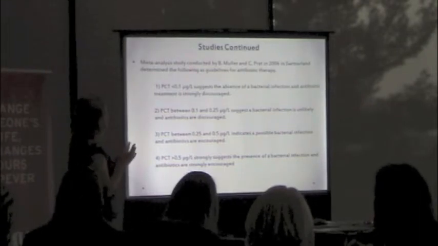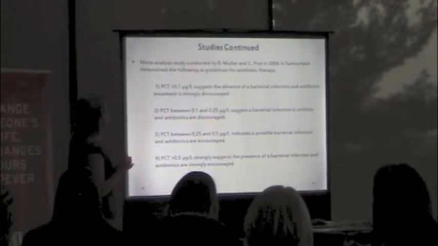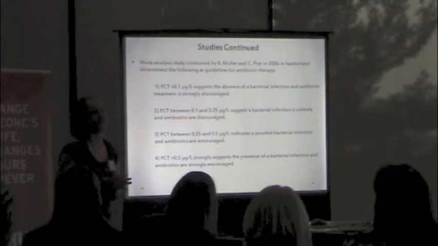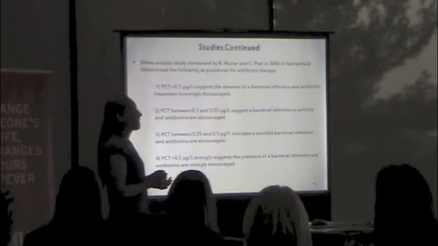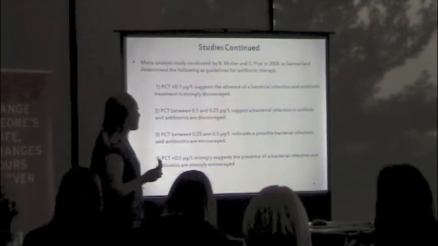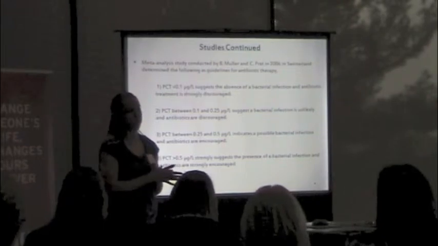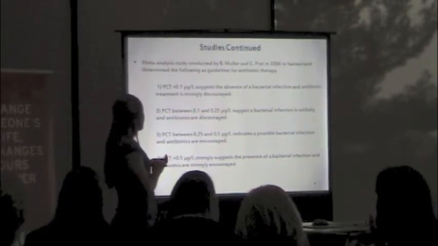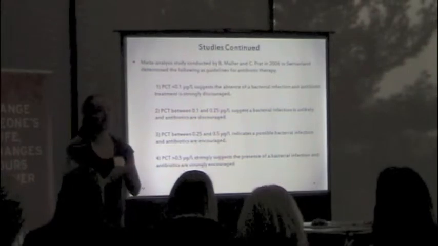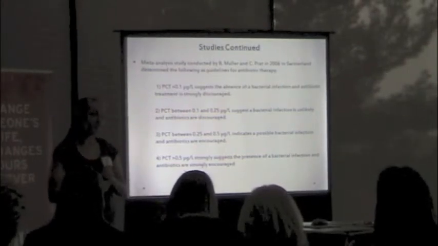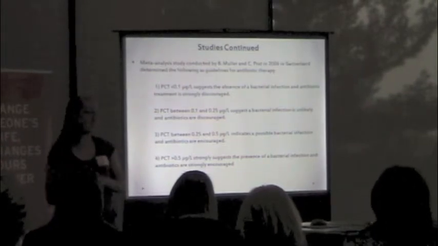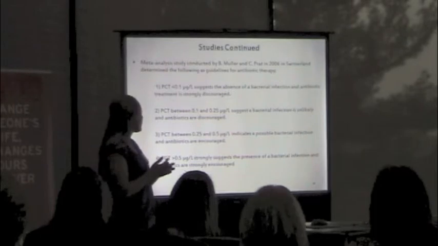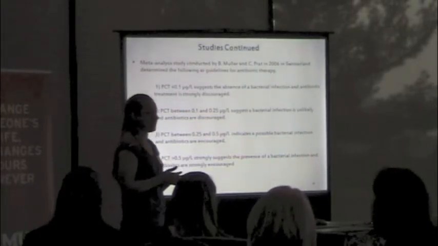So anything less than 0.1 micrograms per liter of procalcitonin indicates the absence of bacterial infection. Here, we really believe that bacterial infection is not present in the body at this moment, and it's either some other kind of infection or a reaction in the body. So here, we would really discourage the use of antibiotics. Between 0.1 and 0.25 micrograms per liter, it's very unlikely that there's bacterial infection. There's a possibility that there was one prior to the test and that it's healing. So we would discourage it, but there have been cases where there is still bacterial infection.